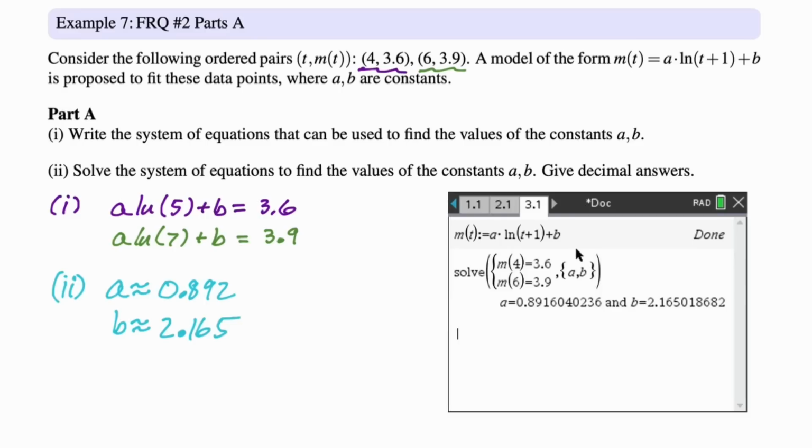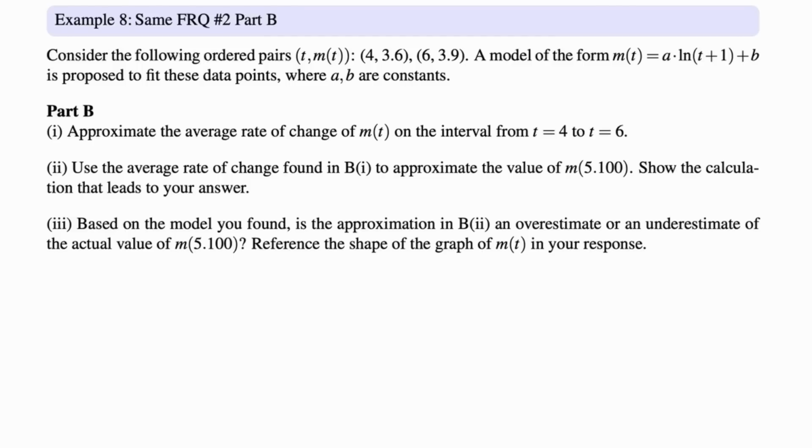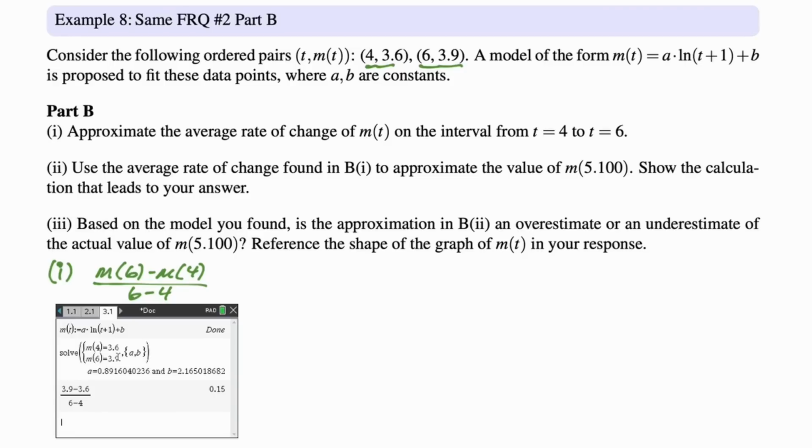So let's take a look at what part B will, generally speaking, I think look like. Approximate the average rate of change of m of t on the interval from 4 to 6. Okay, average rate of change, algebra 1 slope. So I'm going to say that this would be using these points, m of 6 minus m of 4 over 6 minus 4. Then grab your calculator, just have it calculate those values. So (3.9 minus 3.6) over (6 minus 4). That turns out to equal 0.15, so I'm going to write it as 0.150 because I like to have 3 decimals everywhere I look. And that's it.